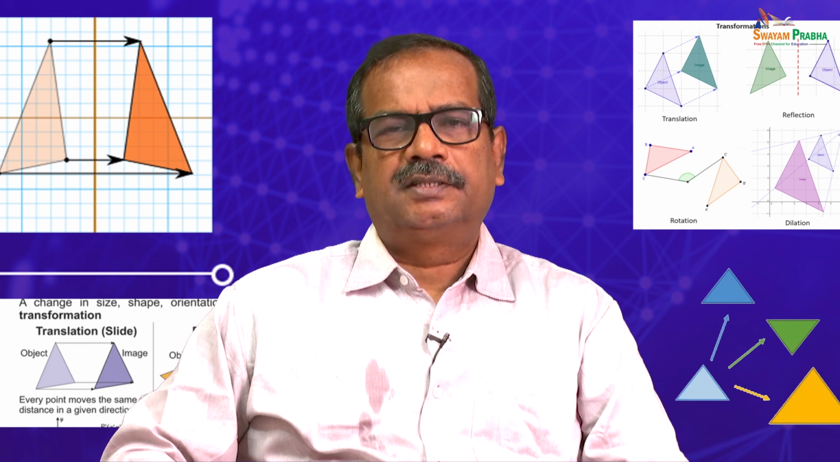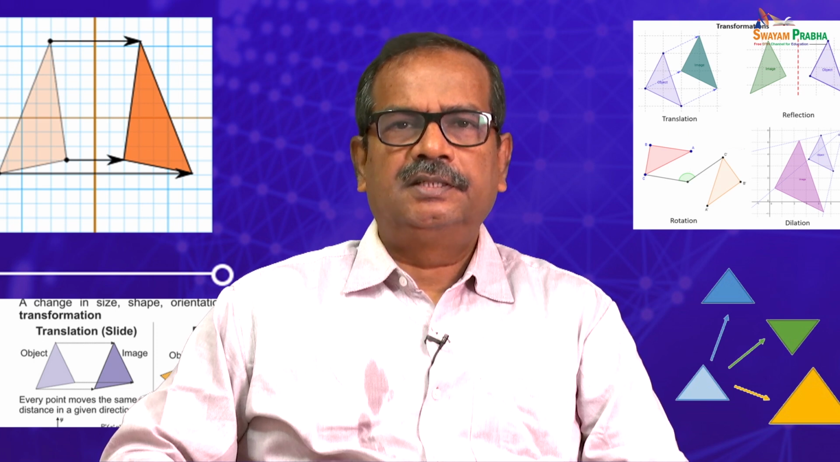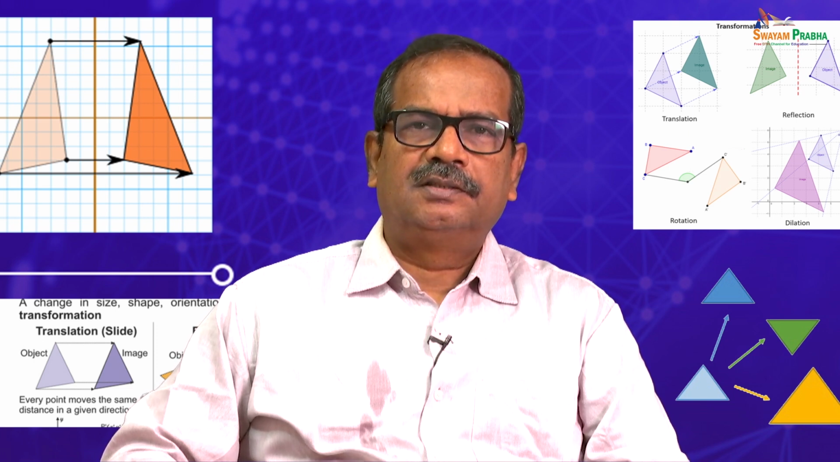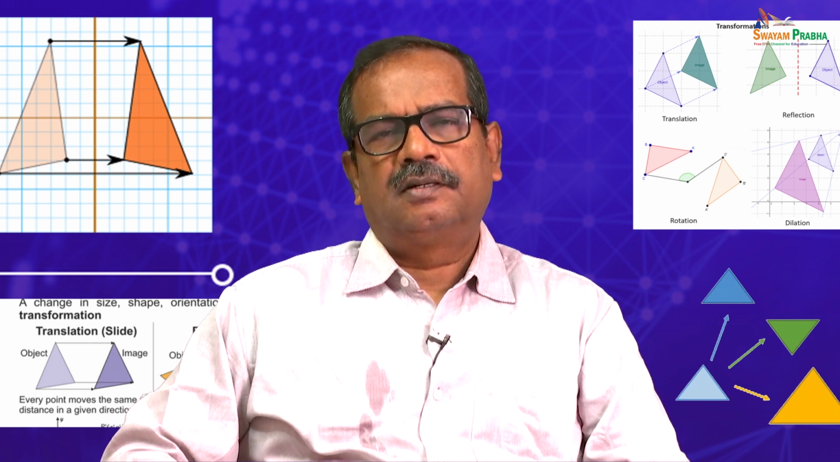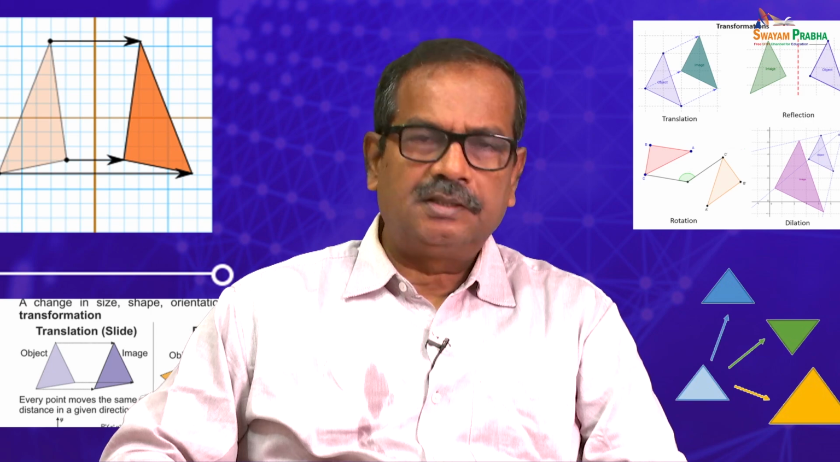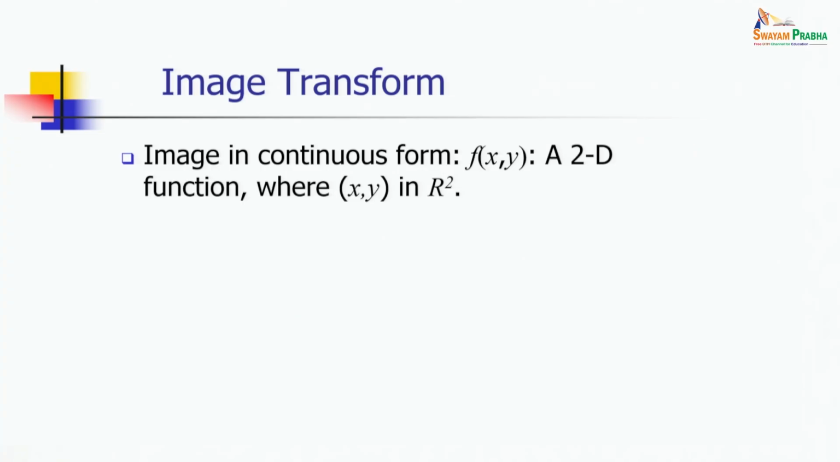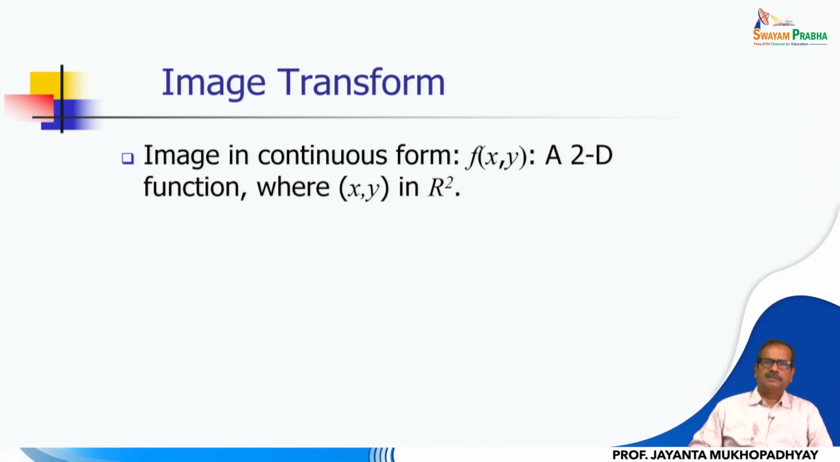Welcome to this subject, Advanced Digital Image Processing and Computer Vision. Today, we will discuss a new topic, that is image transform. So, if we consider an image as a function over a space, for example, since we are dealing with two-dimensional images, we consider a two-dimensional space.